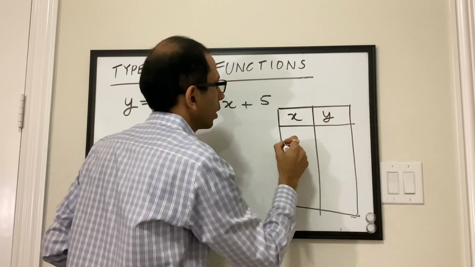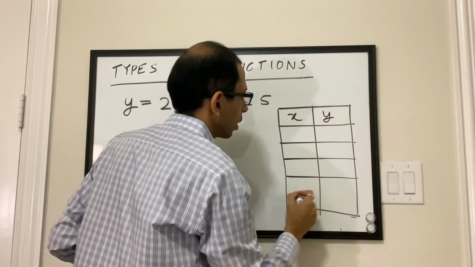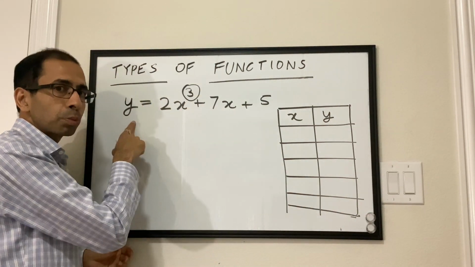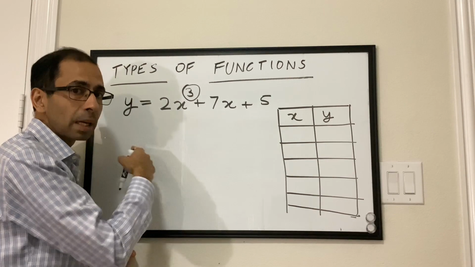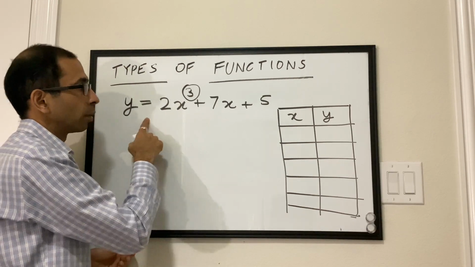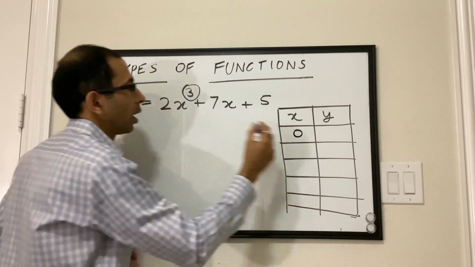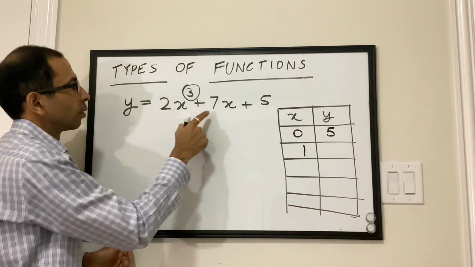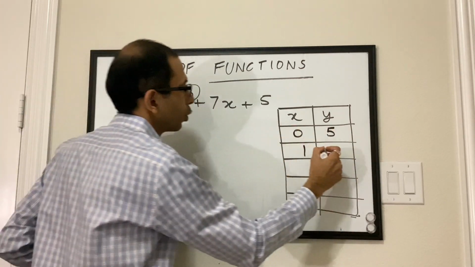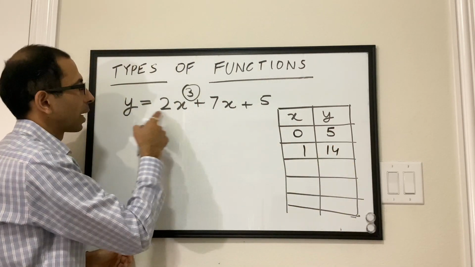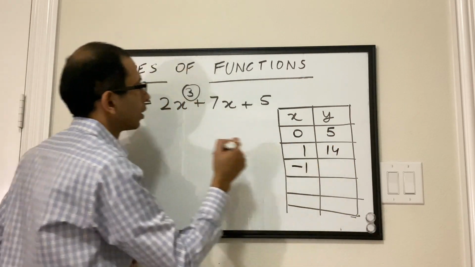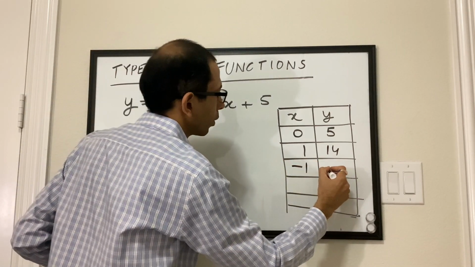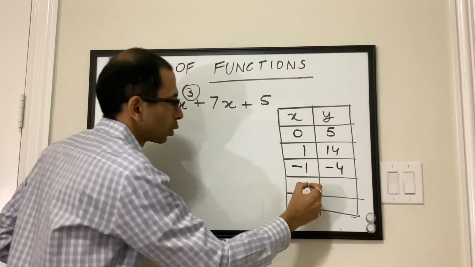X and y. We give some values of x and we find the corresponding values of y. For example, in this case, when we put x equal to 0, we get y equal to 5. When we put x equal to 1, we get y equal to 14. When we put x equal to minus 1, we get y equal to minus 4. And so on and so forth, right?